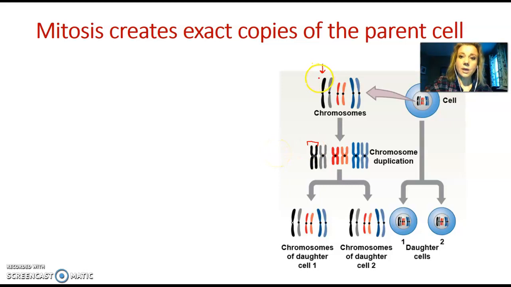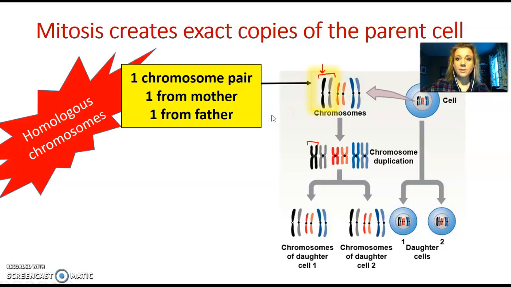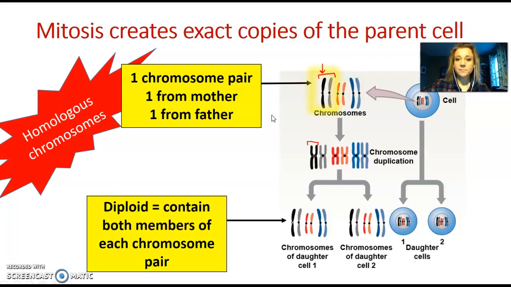These two chromosomes that we have here, you can see that they're the same length. One is black, one is gray. These are called homologous chromosomes. One is coming from the father and one is coming from the mother. So that's one chromosome pair, one from mom, one from dad. These are called homologous chromosomes.